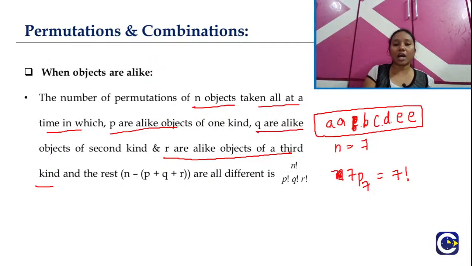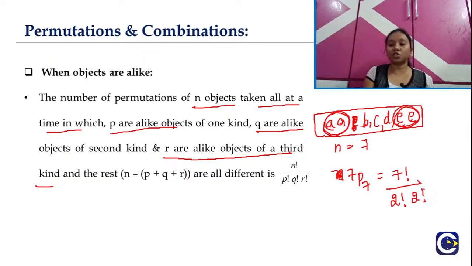But here, if I observe my objects in detail, A and A, these two are of one kind. B is separate, C is separate, D is separate, and again these two E's are of one kind. These are 2, so I have to divide by 2 factorial. And how many E are here? 2. Again, I have to divide by 2 factorial. The mistake people generally make is they add 2 plus 2, get 4, and divide by 4 factorial. That cannot be done. We have to take them separately.